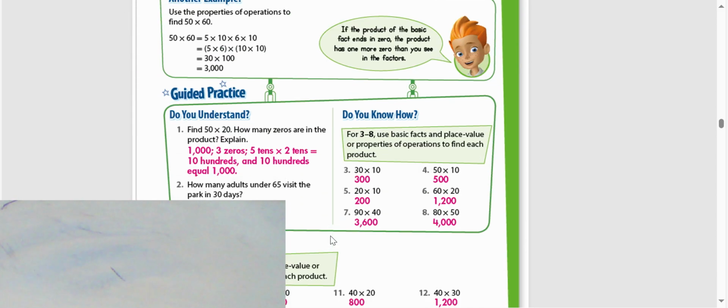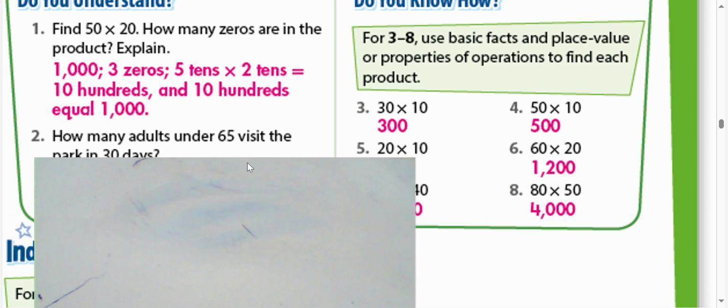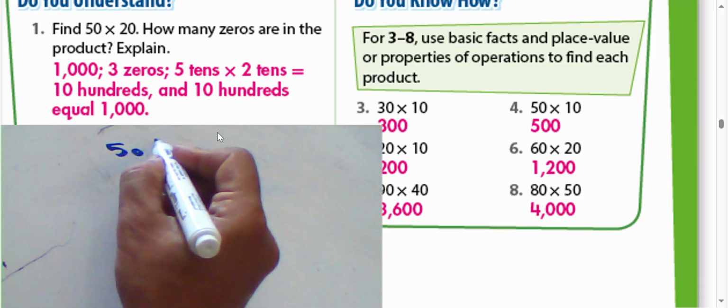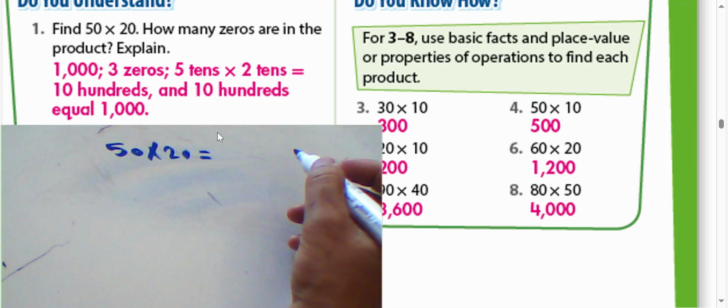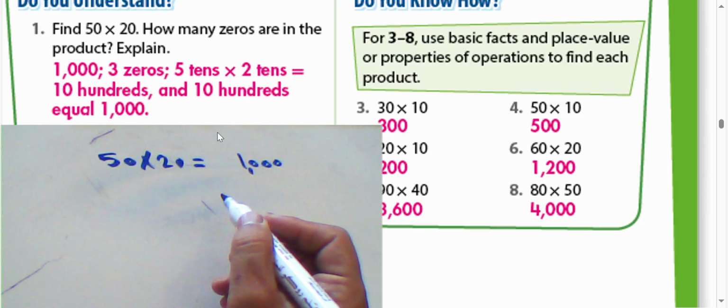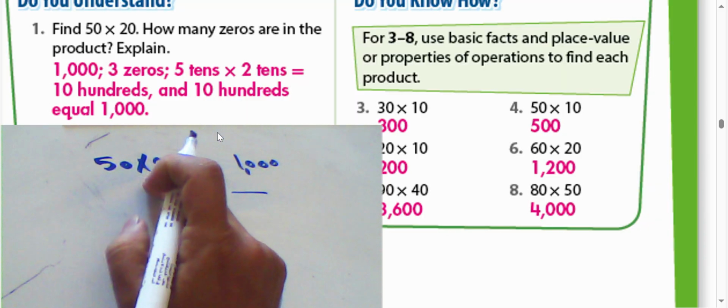Now, we will solve the next question on the page here. Find the product of 50 by 20. How many zeros are in the product? And explain. We can multiply 50 times 20. We can write double zero here, and 2 times 5 equals 10. Then the result will be 1000. Okay, then the answer will be 10,000 because we have double zero like this.